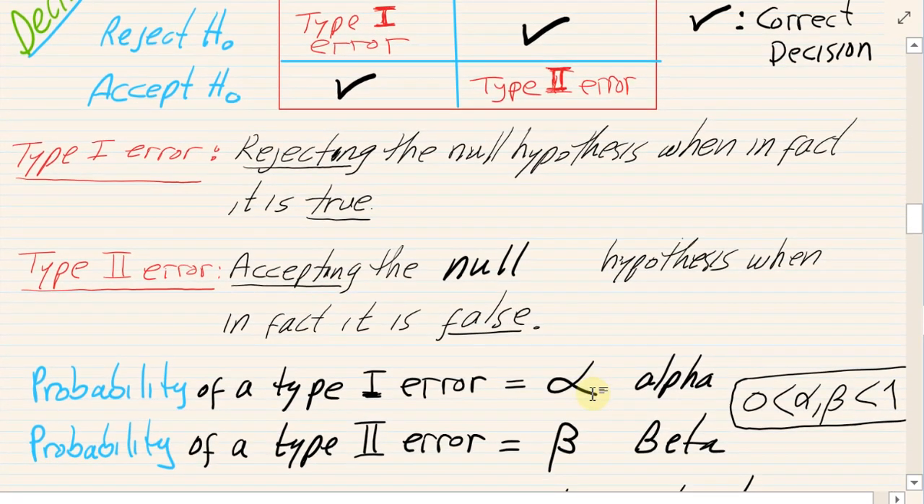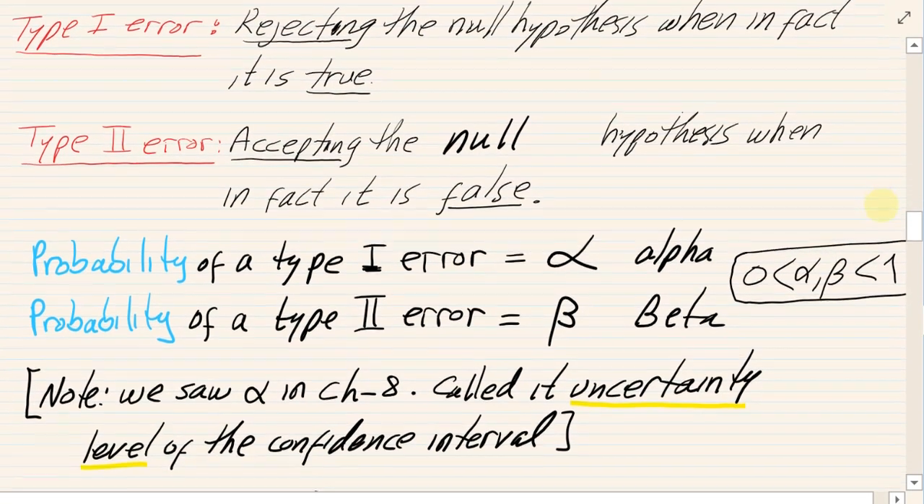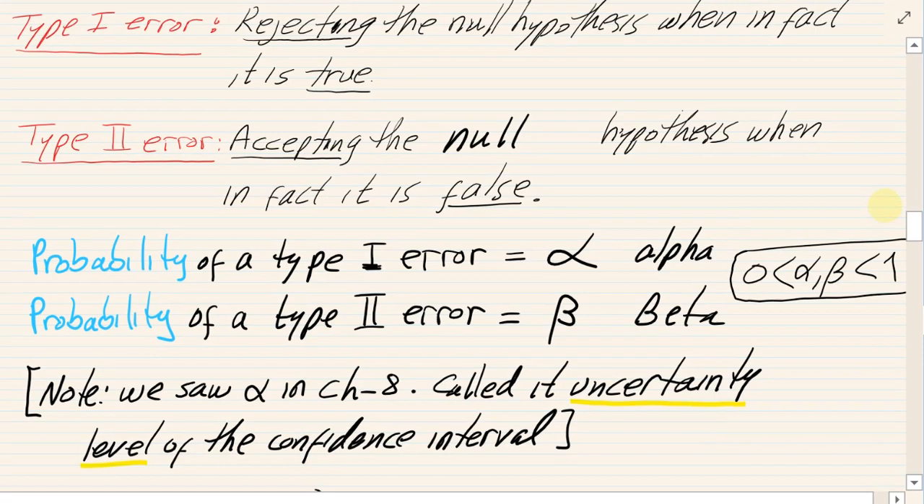Now, symbolically, the probability of committing this kind of error, we're going to call that alpha. And probability of committing this kind of error, we're going to call that beta. And because these are probabilities of events, they both must be between 0 and 1. Now, going forward, by the way, we are only going to focus on alpha, probability of a type 1 error. We're not going to do anything with type 2 error, although it's there.